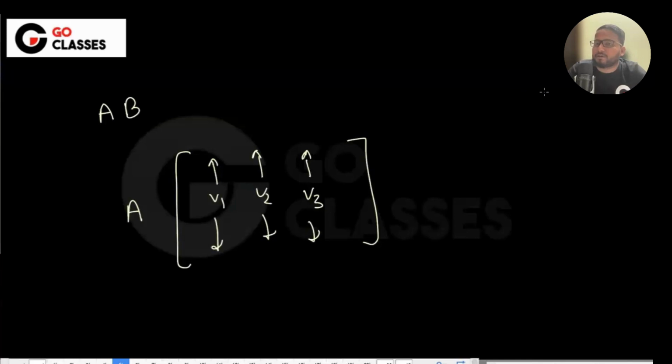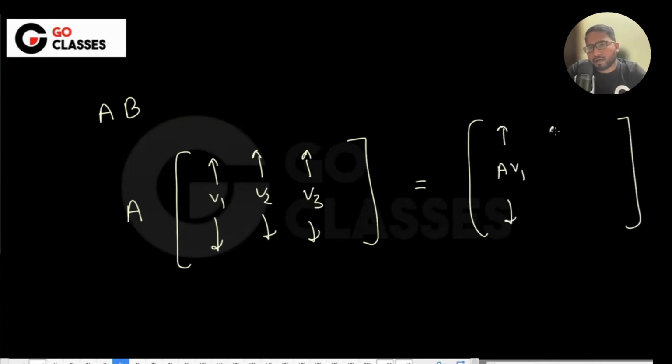See, if there are two matrices, let's suppose A and B. Let's suppose this B has V1, V2, V3, right? This is A. If you multiply A, I'm not opening up this A. Then the final matrix would be AV1, AV2, AV3, something like this. Tell me, is this okay to everyone?